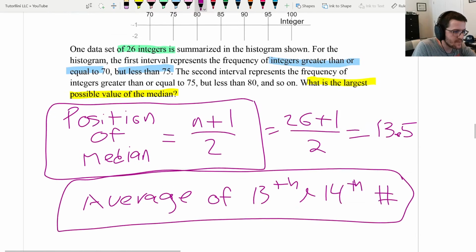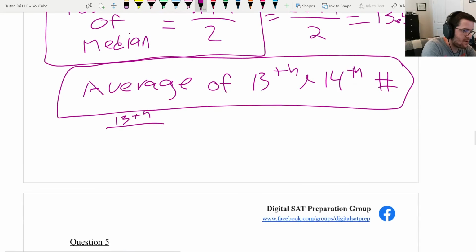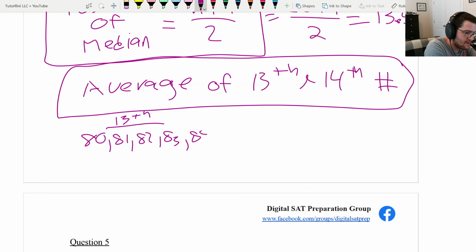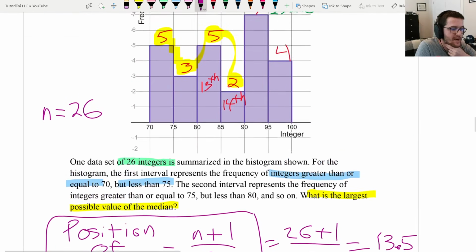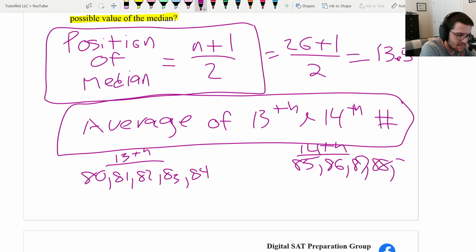So if we go to the third box, the possible values are 80, 81, 82, 83, 84. And then for the fourth box, the possible values are 85, 86, 87, 88, 89.